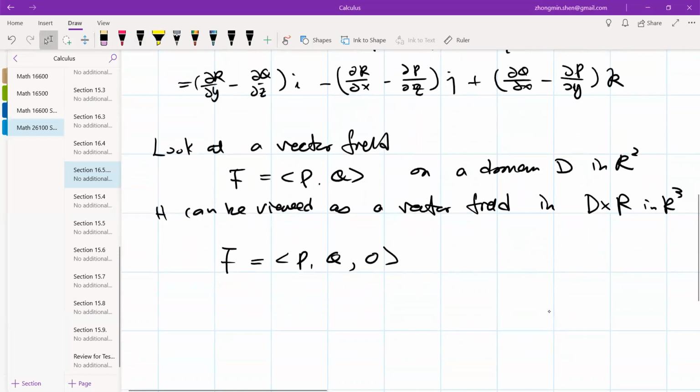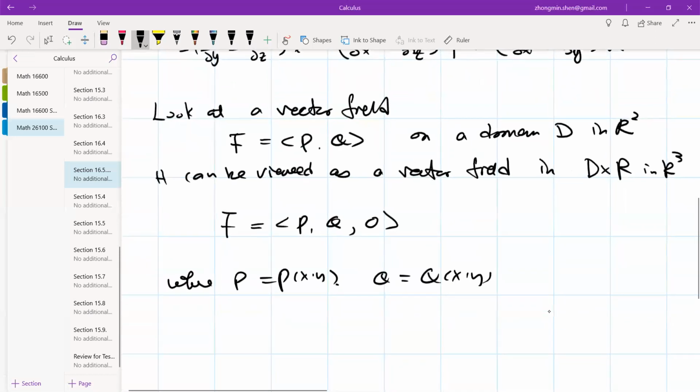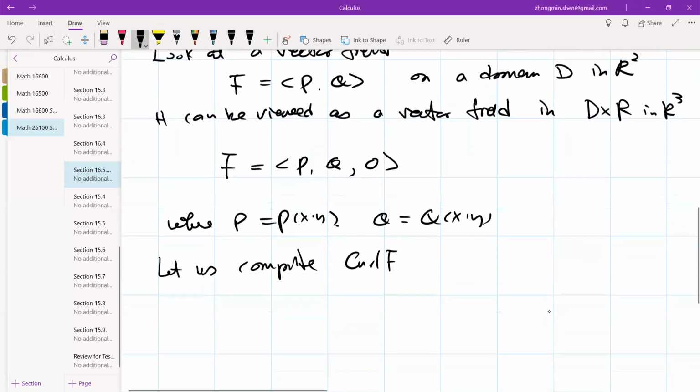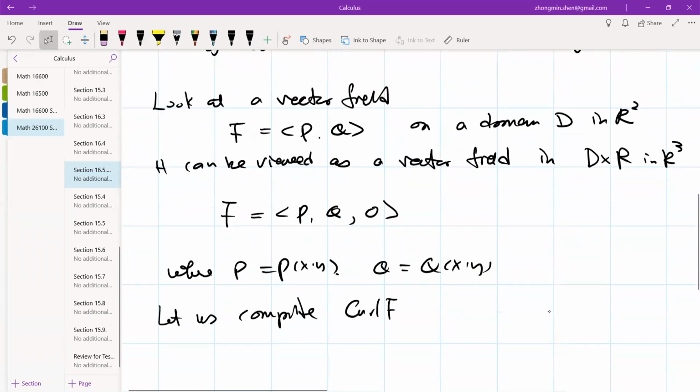Okay, so P and Q are just functions of X and Y. P is still P(X, Y), and Q is still Q(X, Y), independent of Z. The last component is 0. So then let's compute the curl of F. So what is the curl of F, according to the above formula?